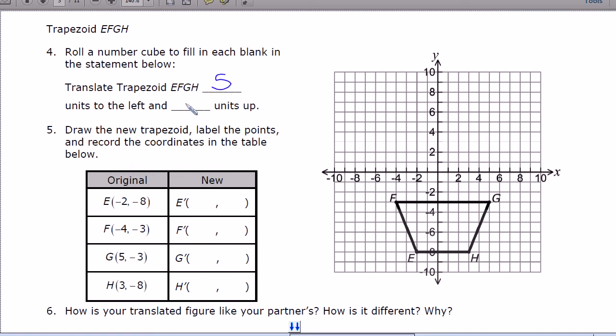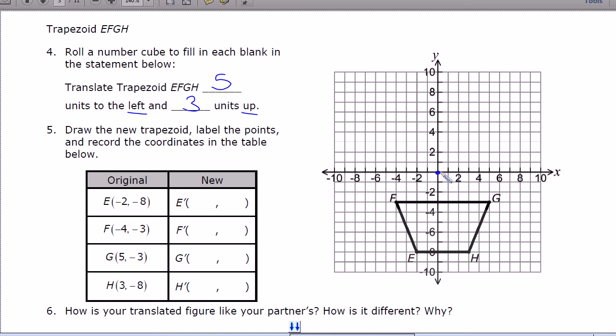5 and 3. Okay, so I'm going to translate EFGH, the trapezoid EFGH, 5 units to the left and then 3 units up. Okay, so here we go, 5 units to the left, each corner. 1, 2, 3, 4, 5 units to the left. Uh-oh, I went right, didn't I? Okay, let's try that again. 1, 2, 3, 4, 5 units to the left and then 3 units up.